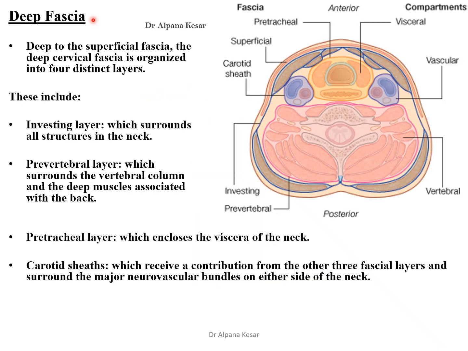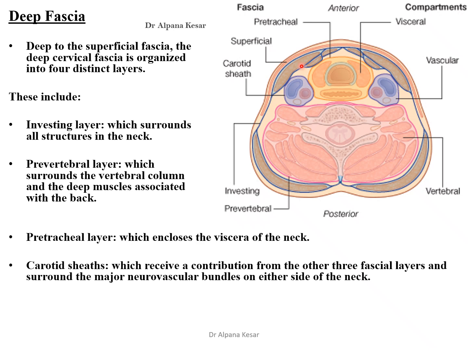Deep cervical fascia. Deep cervical fascia is present deep to the superficial fascia. This is the superficial fascia, and deep to it is the deep cervical fascia. Deep cervical fascia in the neck is very well organized to form four distinct layers.